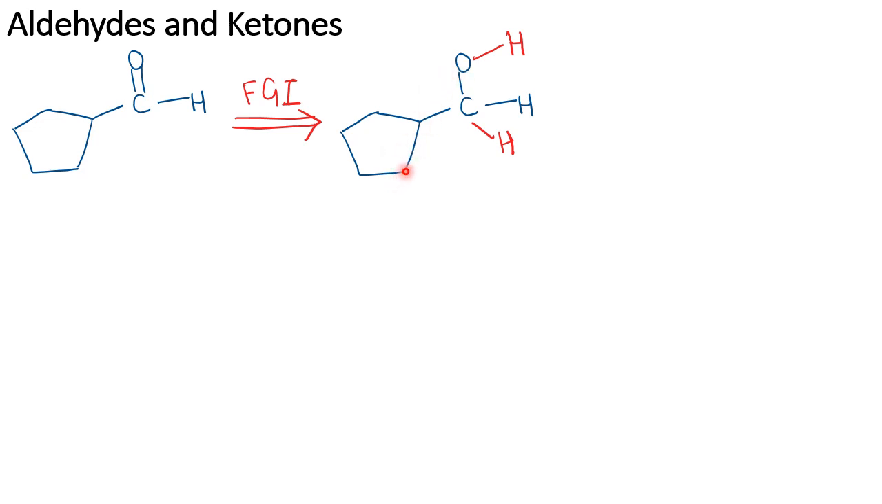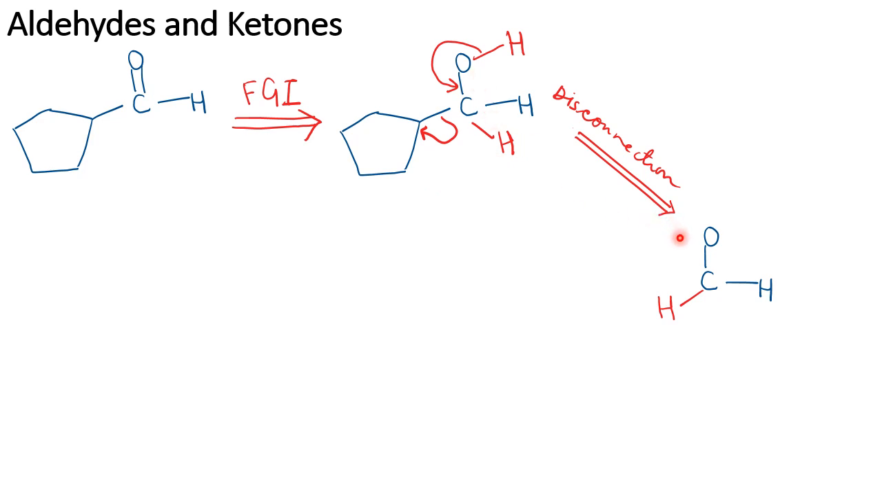Now we do the disconnection. So during this disconnection, what we do is break the OH bond and give it towards the carbon. So we are in the process of making a double bond between carbon and oxygen. And when you make one, you break one. So you break the bond towards the alpha carbon. So what we have here is two parts. One part is formaldehyde, and the other part is a cyclopentyl carbanion.